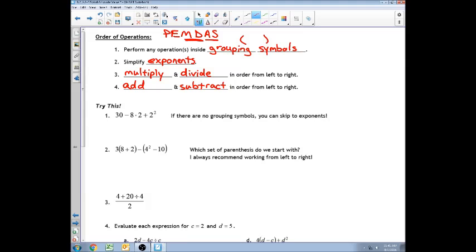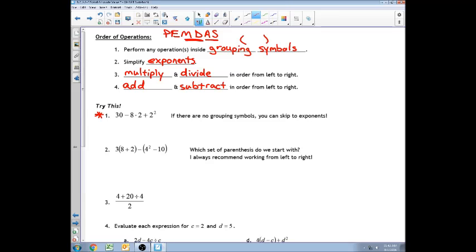The first one let's do together. First thing we're looking for are grouping symbols. In problem number 1, there are no grouping symbols. So that means that we've checked off our first step. There are no grouping symbols. We'll move on to our second step, which is to simplify exponents.